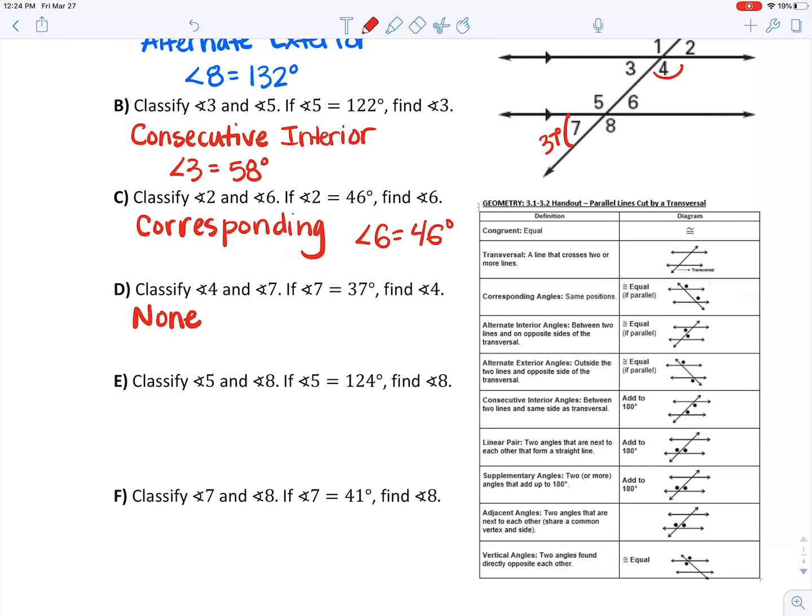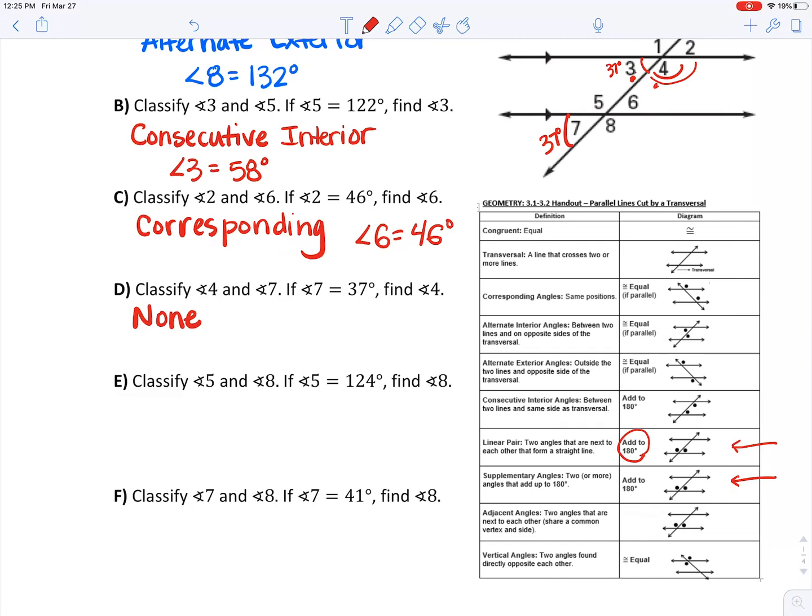So one thing that I know is that if angle 7 is 37 degrees, that means that angle 3 is also 37 degrees. So those two angles are equal. Now, the relationship between angle 3 here and angle 4 makes a linear pair, or you could say that they're supplementary. It's the same thing, right? Looking at my handout, those two angles would add to 180 degrees.